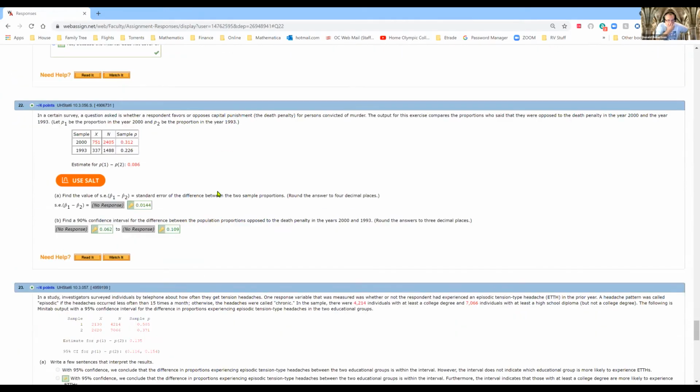You're looking at 22 now? 22, yeah. Right, now they're asking for what? The standard error? Yes. And that's the difference between these two sample proportions. And so you won't really use salt to do that. And then you have to find a 90% confidence interval for the difference between these two.